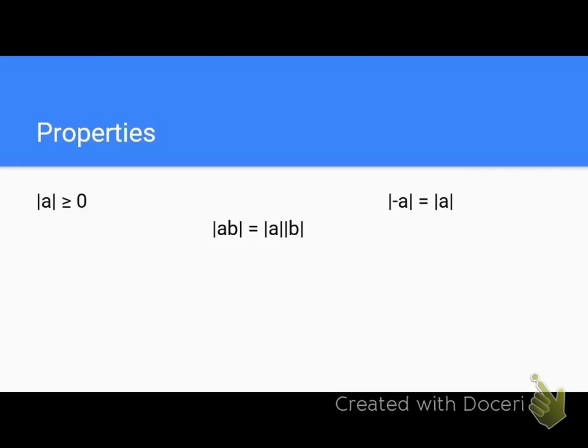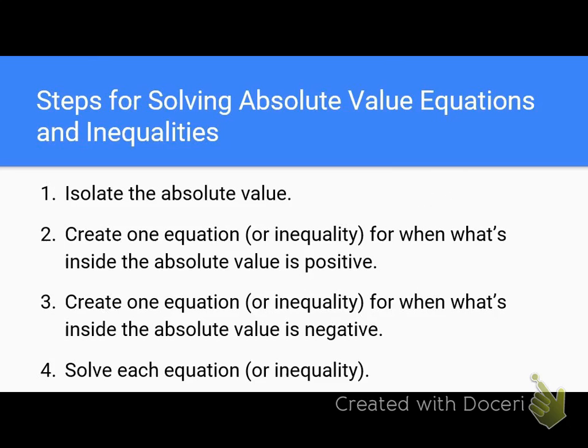Here are some properties you want to write down. The absolute value is always positive. That's what this means over here. This one means that we could take the absolute value of two numbers being multiplied and we could separate them as two absolute values being multiplied together. So there's a little imaginary multiply sign there. And the last one, when we have the absolute value of a negative number, means that it is going to be equal to the absolute value of a positive number. Okay, take a moment to write that down.